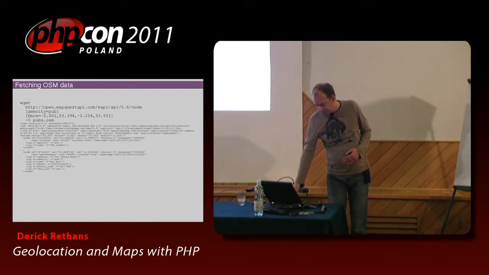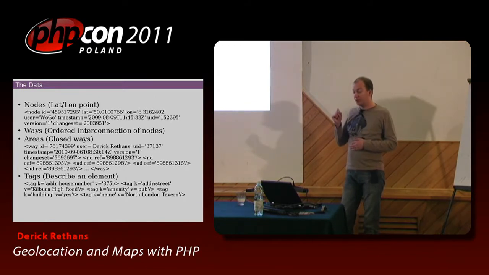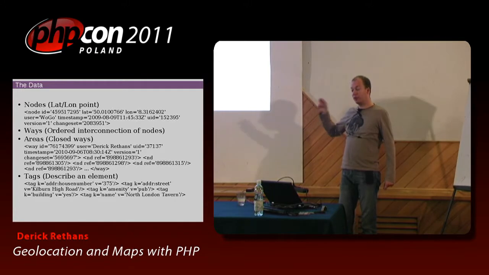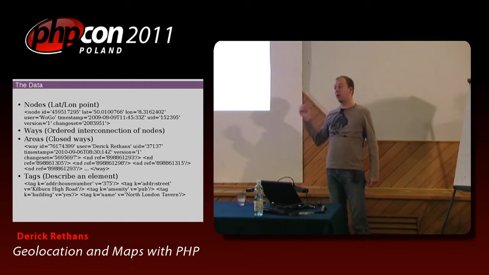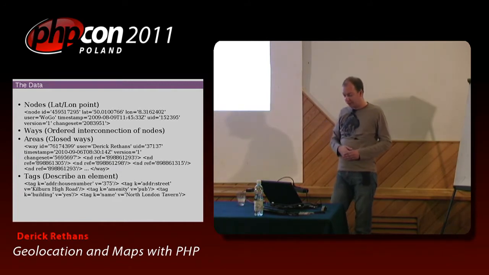Now, the data that you get back is nodes, which is points, and you can also get ways and areas. A way is basically a list of nodes, and an area is the same list of nodes, but the first and the last node are the same. So you get a closed way, which is then an area.